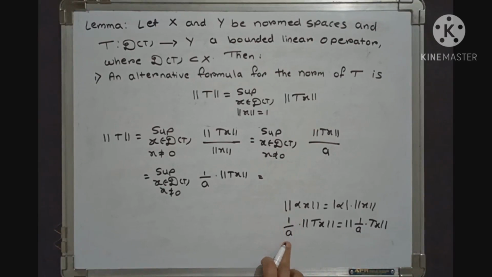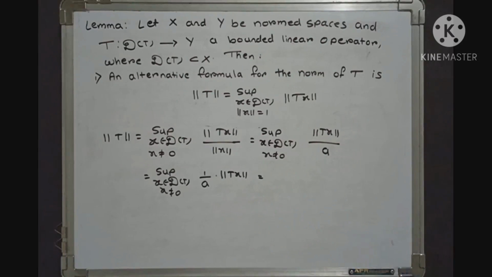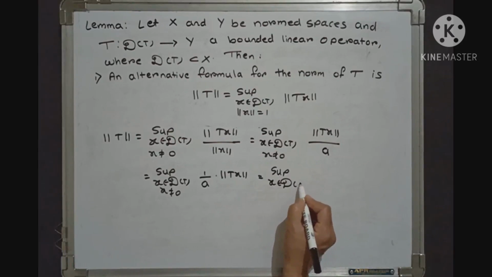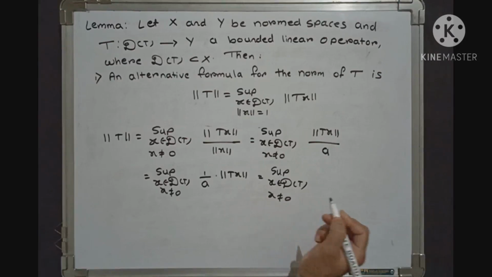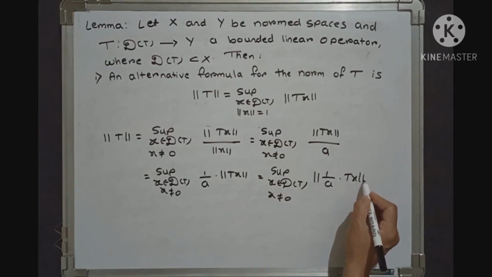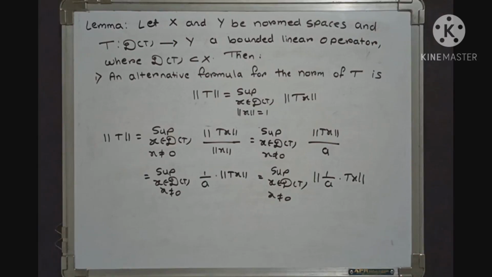Here we may take 1/a = |α| · ‖Tx‖, which equals ‖(1/a)Tx‖, and therefore we can write this as the supremum over x belongs to D(T), x not equal to 0, of ‖(1/a)Tx‖. Now here T is linear and 1/a is a scalar, and from linearity we know that α·Tx equals T(αx).